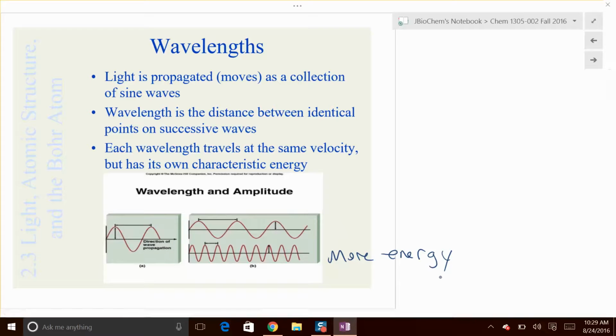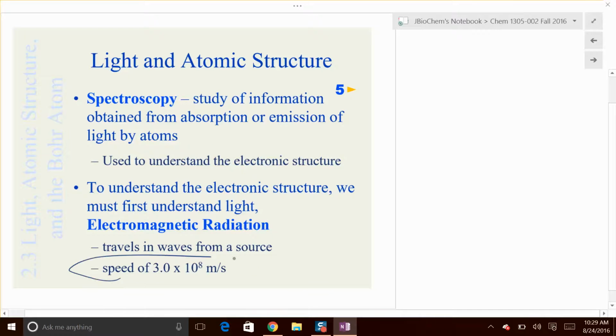Why? Well, they're all traveling at the same speed. Light travels at 3.0 times 10 to the 8 meters per second. Does anybody know what that number is? 186,000 miles per second.